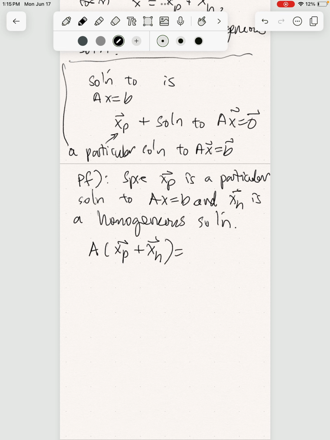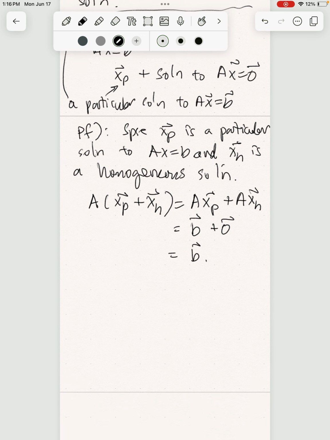What do you get when you do A times that vector? Well, by the linearity of matrix vector multiplication, this is going to be A times xp plus A times xh. And what's A times xp? By definition, it's the vector b. And what's A times xh? It's the 0 vector, and b plus the 0 vector is b. So therefore, if you have one solution to Ax equals b and you have a homogeneous solution, you can produce more solutions to Ax equals b. You just add the particular solution to the homogeneous solutions.